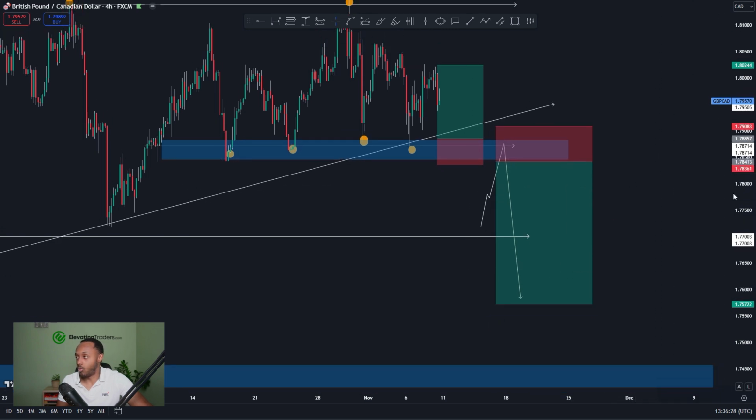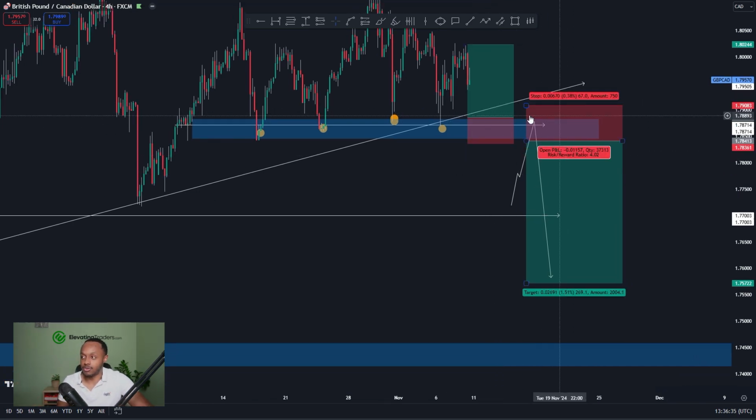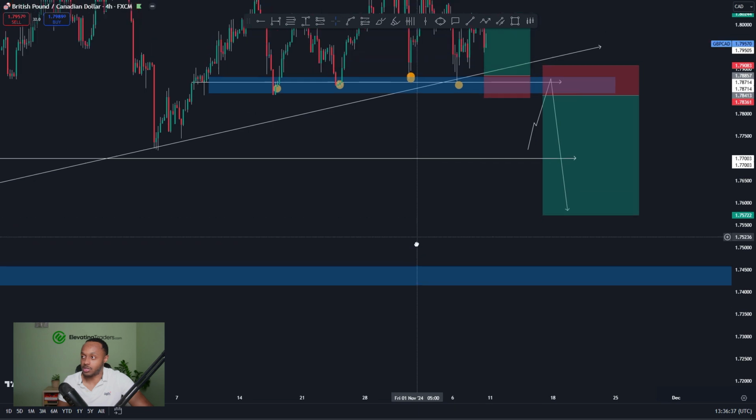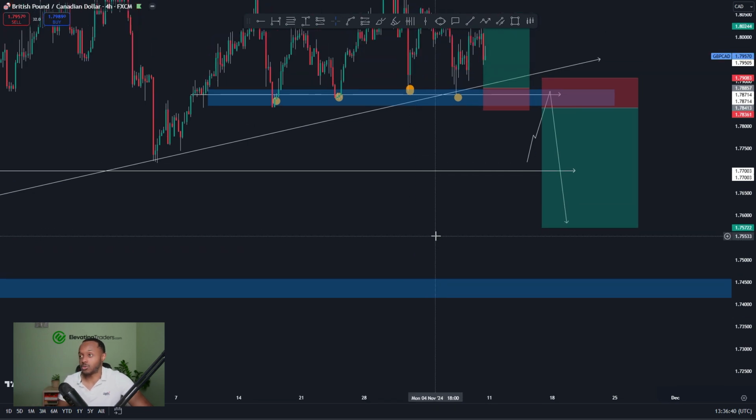So keep an eye on 1.787, because depending if we can hold or break, will set the tone for the week. But this is the move I'll be interested in, so we'll have to wait patiently for that. But that is the plan going into next week for pound CAD.